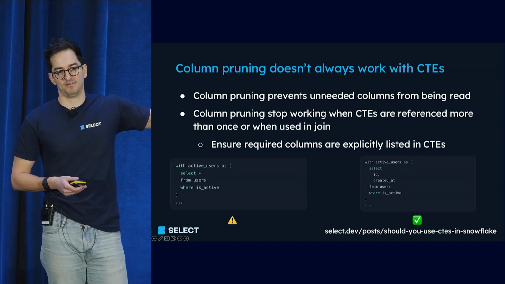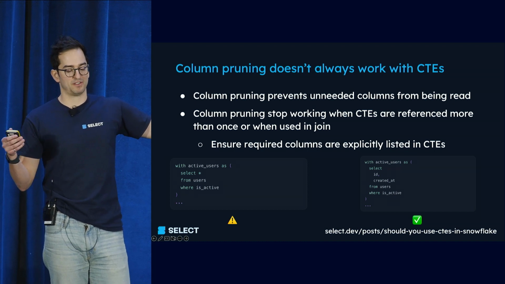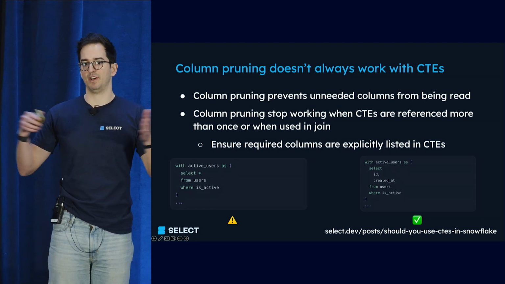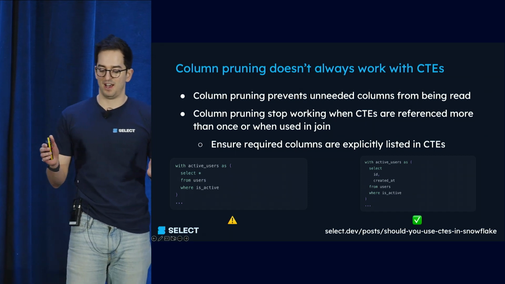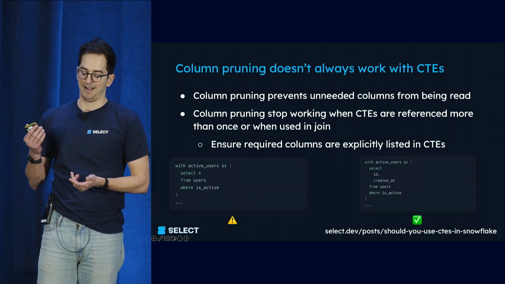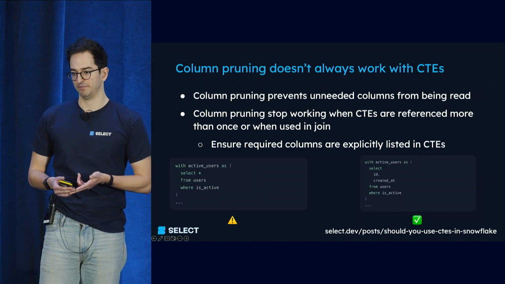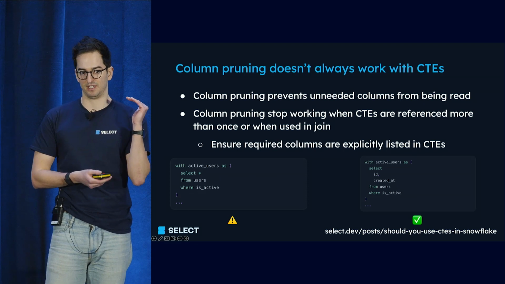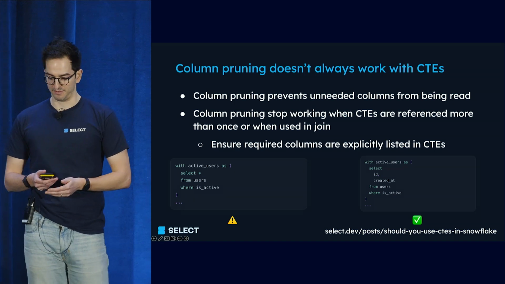If I reference that CTE later and I only select two columns, the Snowflake optimizer will recognize that and it will only read two of the columns from that table. So it'll avoid scanning potentially hundreds of other columns we don't need. So that's what column pruning is. Most of the time, this works, but there can be scenarios where this breaks down. Two examples of that are if the CTE is referenced more than once, or if the CTE is used in a join. Because of that, we recommend, just as a general practice, always explicitly list out the columns when you're defining a CTE, so you can ensure you're always getting that column pruning optimization.